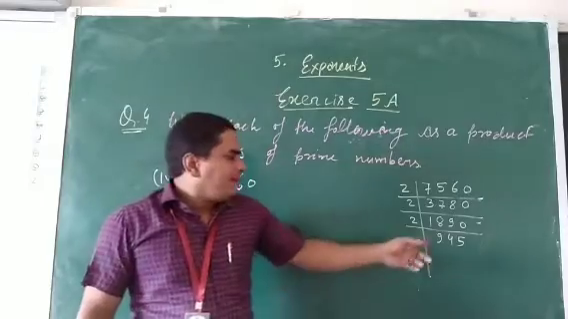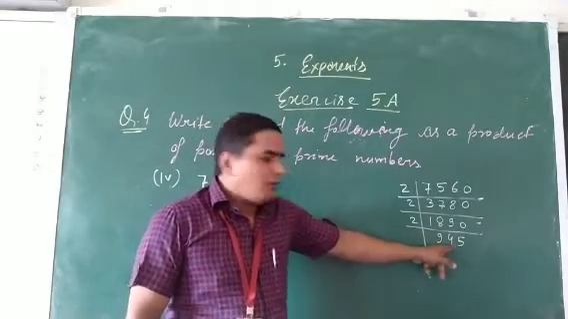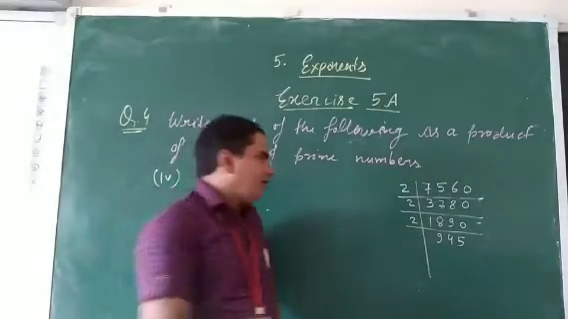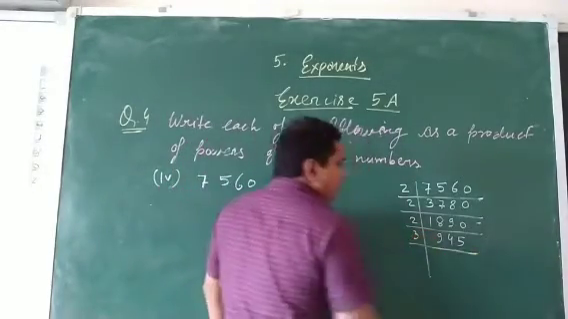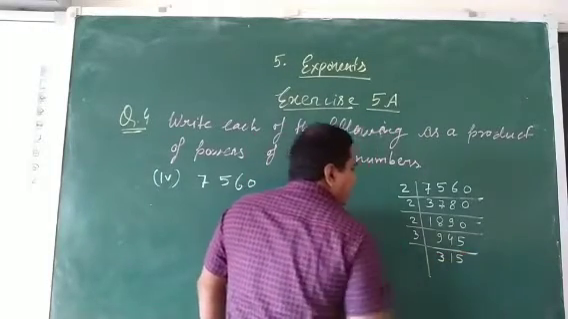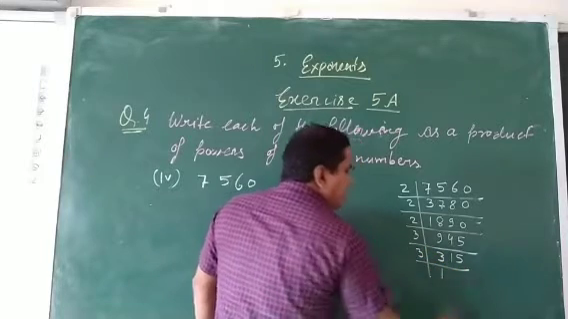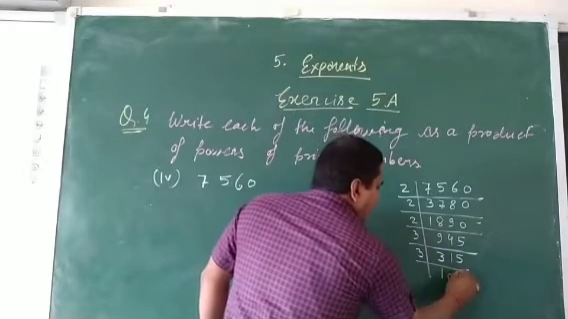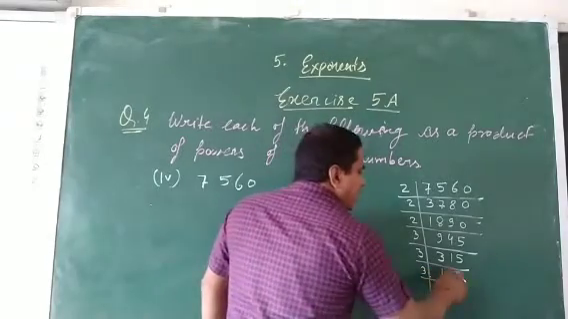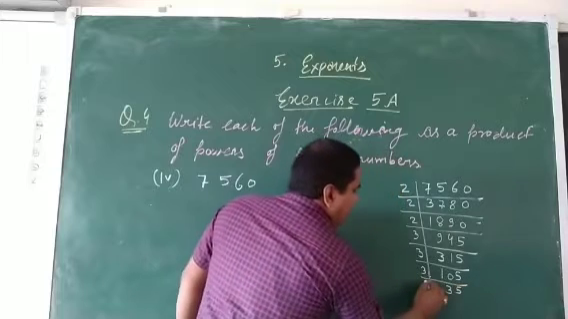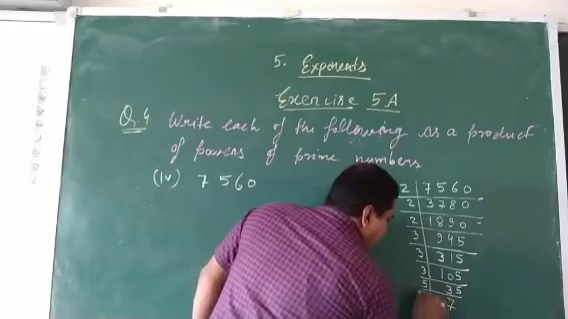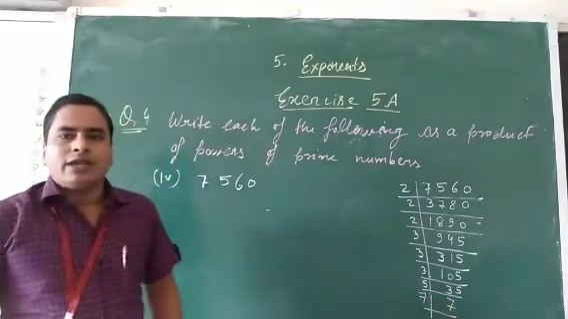So proceed to 3. Find the sum: 9 plus 4 is 13, plus 5 is 18. It means it will divide by 3. Start from 3: 3 threes are 9, 3 ones are 3, 1 carry, 3 fives are 15. Again by 3: 3 ones are 3, 0, 3 fives are 15. Again by 3: 3 threes are 9, 1 carry, 3 fives are 15. Now by 5, 7 fives are 35, and then 7. Okay, clear?